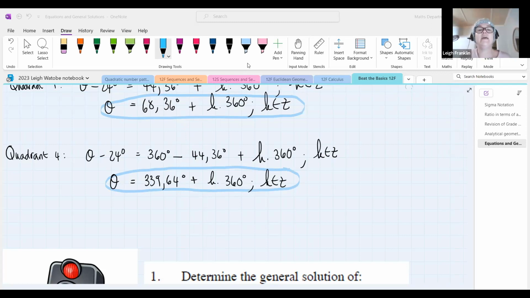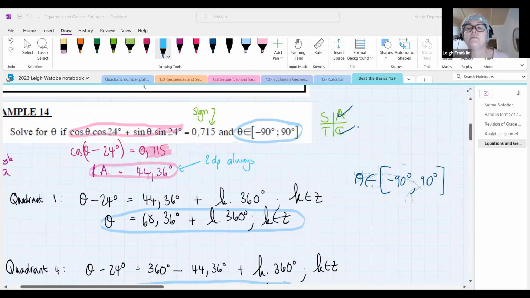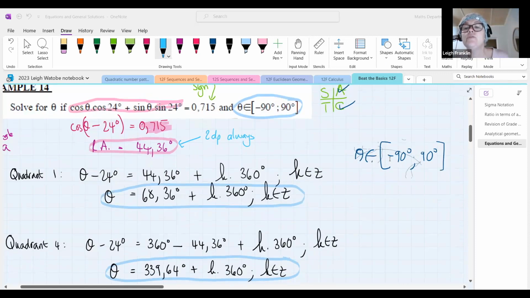No, the reference angle is not an interval. This is the interval: theta is an element from -90 to 90. That's your interval. That's not your reference angle. So we want to find solutions between -90 and 90 for these general solutions. So what is the reference angle's significance? Okay, good point.